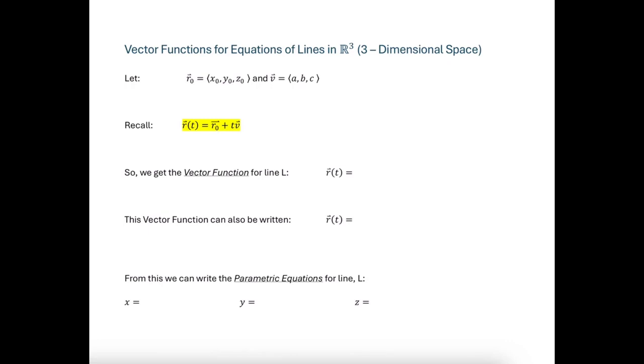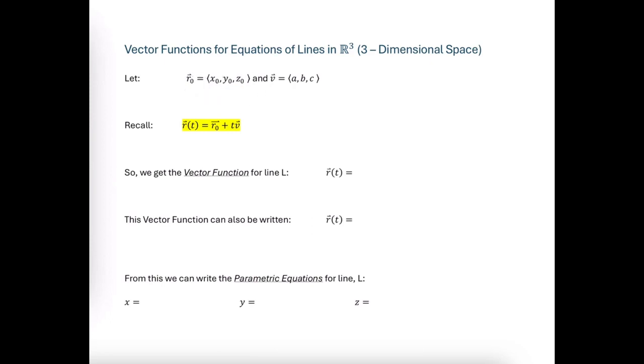We're continuing a discussion about vector functions for equations of lines in three-dimensional space. Three-dimensional space can also be represented with the symbol R3. So we're going to begin by looking at an initial vector, r initial, that has x naught, y naught, and z naught as its components.